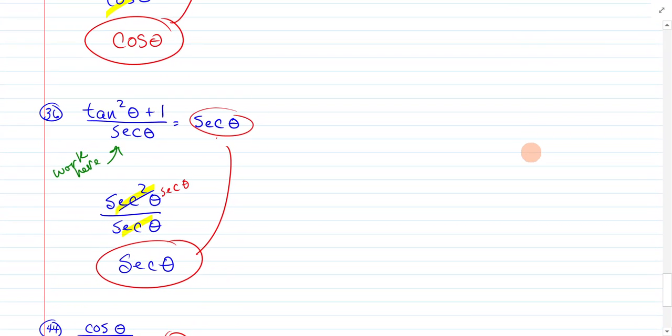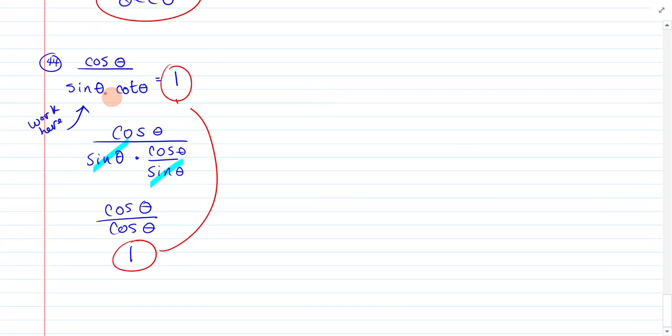Tan squared theta plus 1 over secant theta equals secant theta. We're going to work here. So this identity could be written as secant squared theta over secant theta. And we're going to divide, and we're left with 1 secant theta. And there we go.